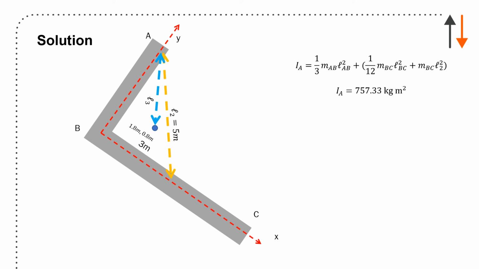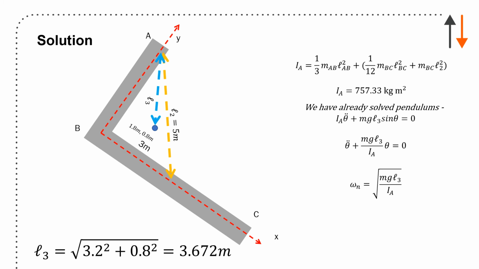Now, everything is rotating about that center of mass. So I need to calculate L3. And L3 I can calculate as being the distance 3.2 meters, which is the distance from A to the location of the center of mass along the y-axis, and 0.8 meters along the x-axis. If I substitute in terms, I have I_A theta double dot plus m g L3 sine theta equals 0. Substituting in everything, I have a natural frequency of the system, m g L3 over I_A. The period of this is 2 pi over omega n, and that's 4.6 seconds.